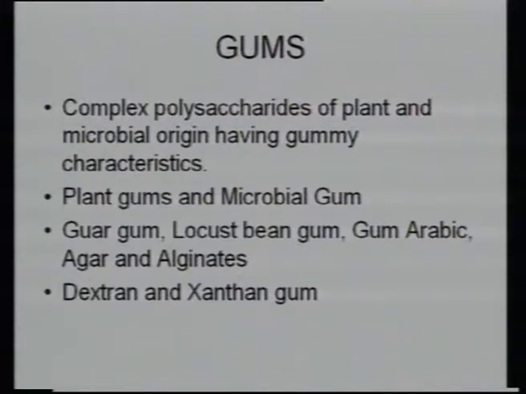Then the other example of polysaccharides is gum. Gum is also a polysaccharide. Now gums can also be available from microbial sources. So there are two types: plant gums and microbial gums. Examples we have given: guar gum, locust bean gum, gum arabic and alginates are examples of plant sources, whereas dextran and xanthan gums are sources of microbial.